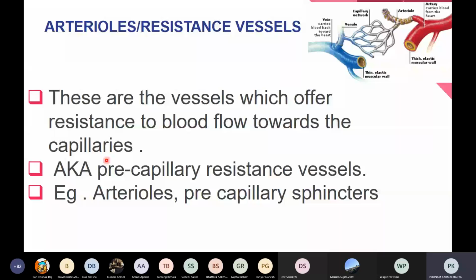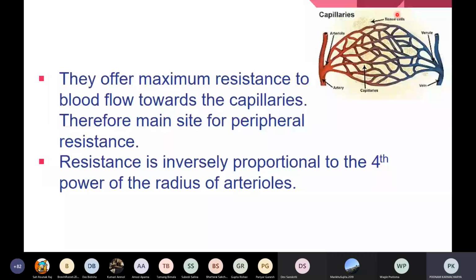Okay, so why are arterioles called resistance vessels? Because, as you can see in this picture, arterioles are very rich in smooth muscle. Because of that, they have much capacity to contract or relax, and they offer the maximum resistance to the blood flow, right? That is why they are called resistance vessels. They offer maximum resistance to the blood flow towards the capillaries. Therefore, they are the main site of peripheral resistance.